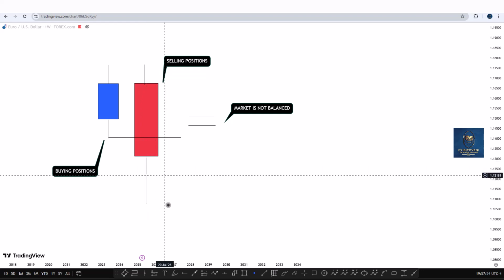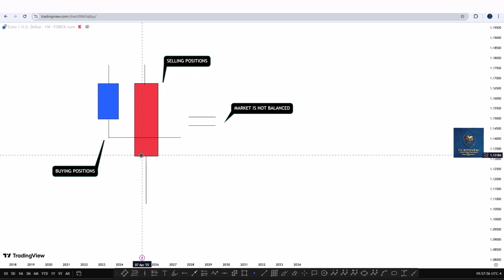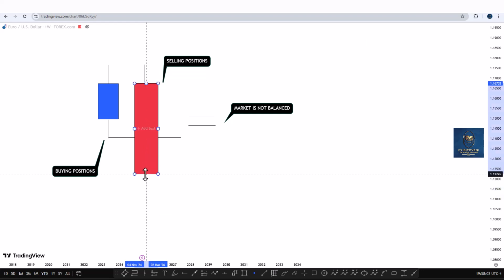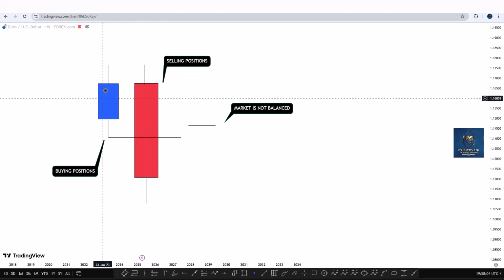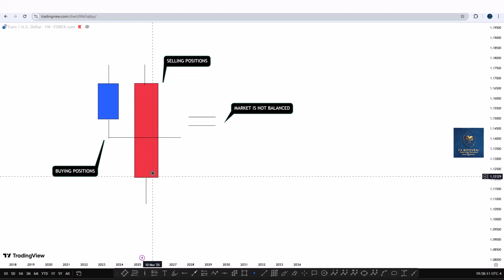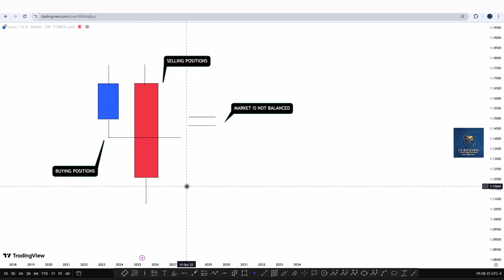So what do we mean? The market will try to solve this problem, because this is a problem in price action. If this candle is here and it's not equal to this one, there is a problem, there is an anomaly. So the market will try to find ways to solve the problem.